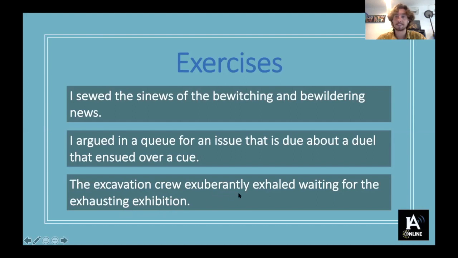So exhibition, exhausting, exuberantly, exhaled, excavation.